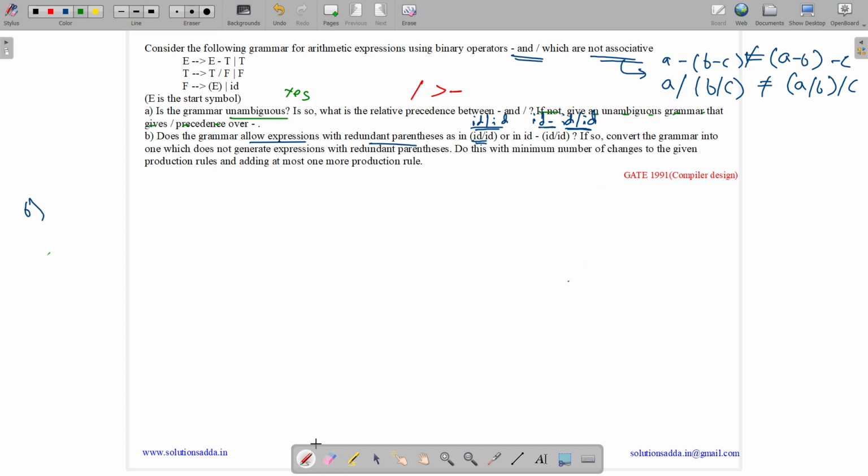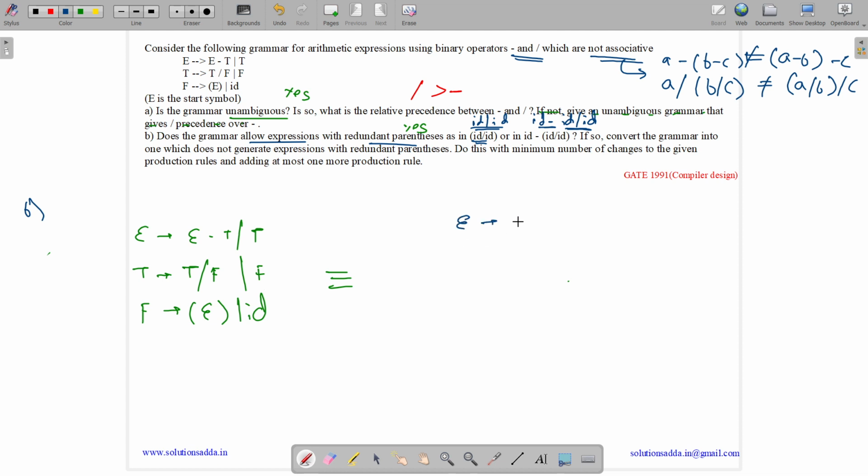So now what we need to do? Yes, it allows this. If so, convert the grammar into one which does not generate an expression with redundant parentheses. Okay, and we have to do this with a minimum number of changes to the given production rules and adding at most one more production rule. So we are given this grammar, and what they are asking us is to convert this to a grammar which does not generate the redundant parentheses. And for this we can add at most one extra production rule. So how can we do this?